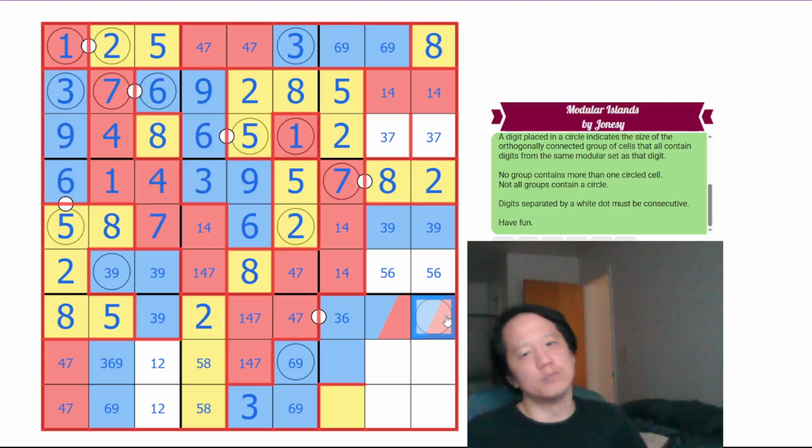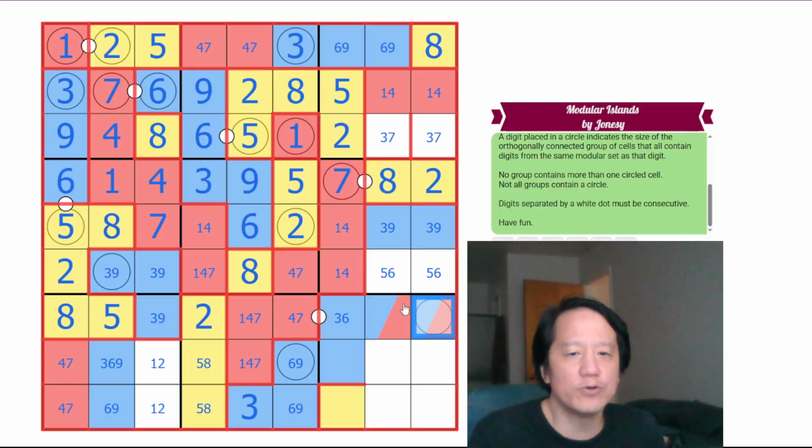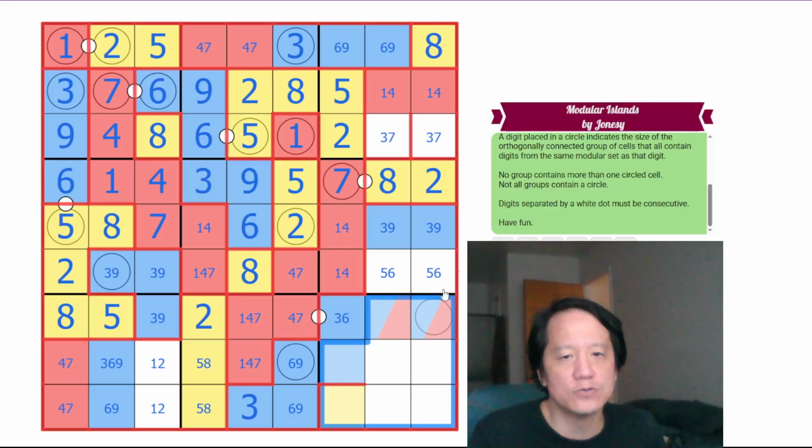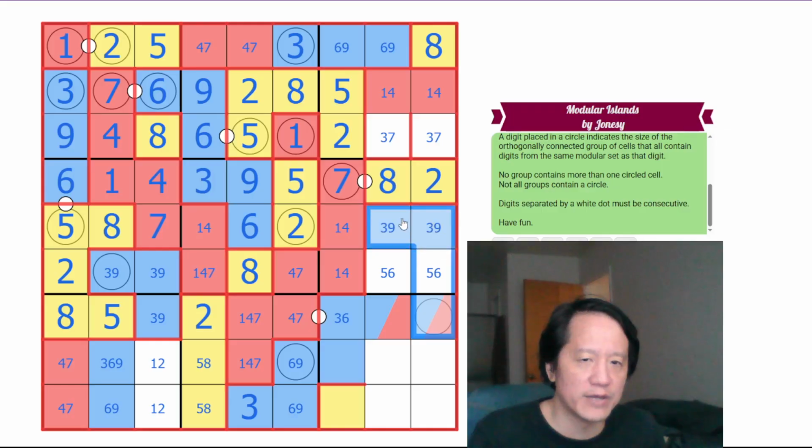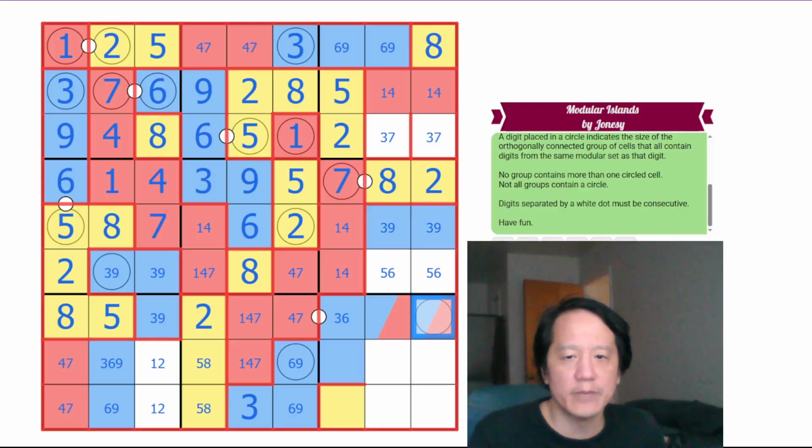If this were blue, that would mean there's no more blues in the box, so it can't orthogonally connect to any of those. It would have to orthogonally connect to one of these. It would have to then go here, but that would be size 4. So this cannot be blue. It's red, which eliminates red in the rest of the row.